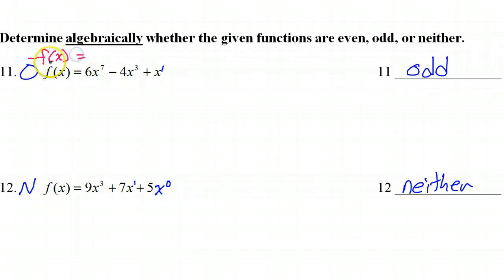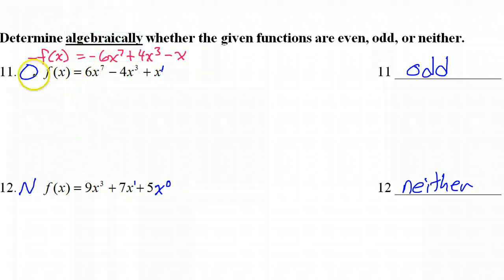First of all, the symbol for the opposite of a function is negative f of x. And you get it by distributing a negative across everything. So this will make negative 6x to the 7th power, positive 4x to the 3rd power, minus x. So this is the opposite function. Okay?